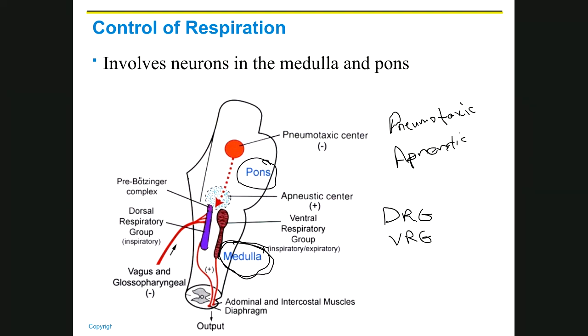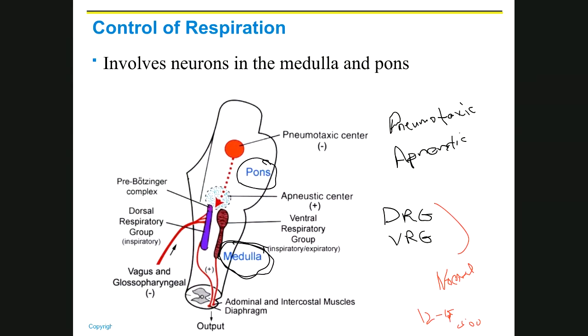These two do normal respiration. In other words, they're the ones that make you breathe regularly. Most of us breathe about 12 to 15 times a minute. And remember, we move about 500 milliliters of air, and this is at rest. These are the ones that are responsible for that.